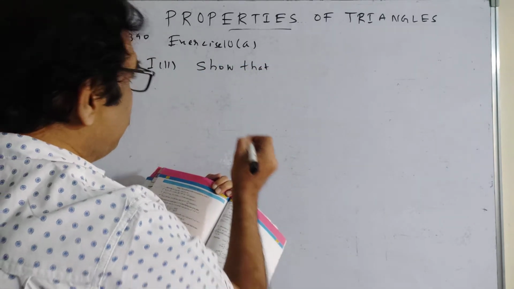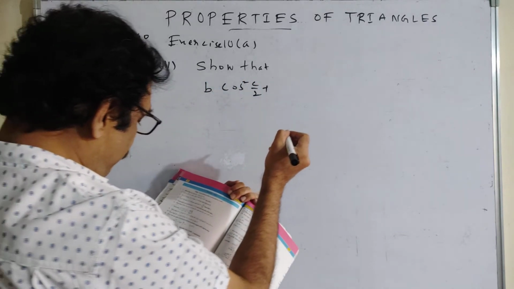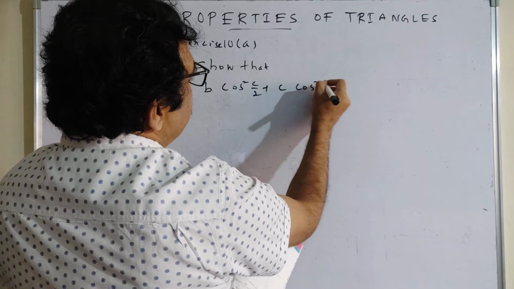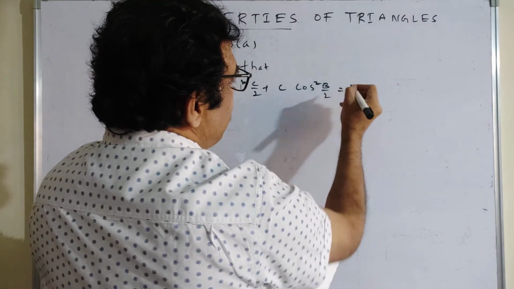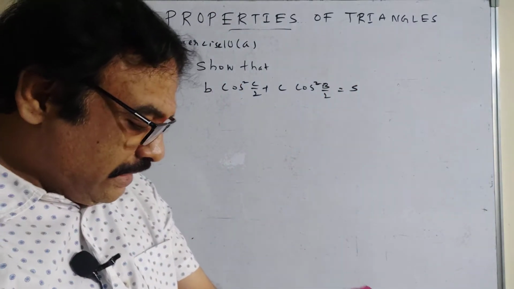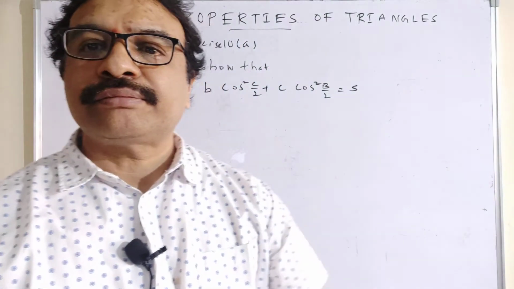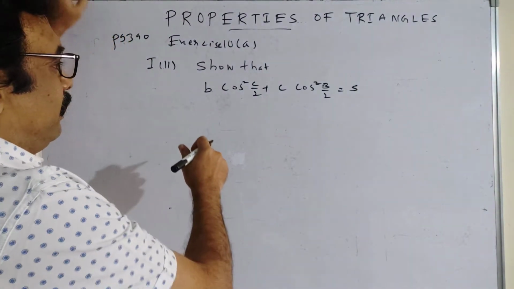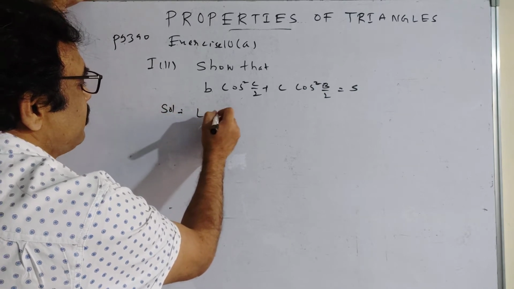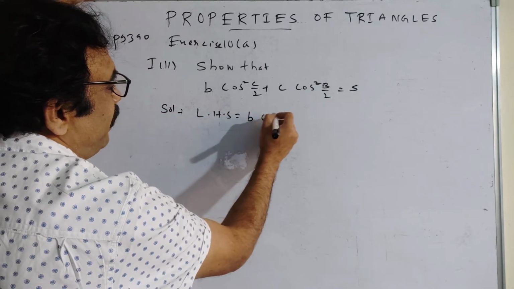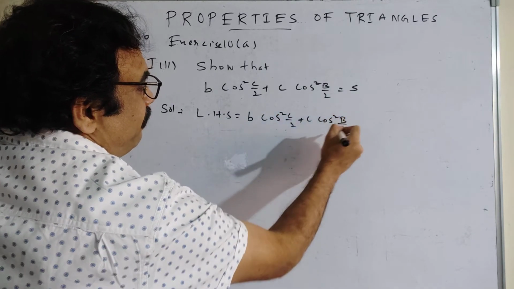Now what has he given? This is b into cos square C by 2, plus c into cos square B by 2, is equal to s, which you have to prove. Okay, fine, understood the logic. Now what I'll do is, next one, now I'll be taking LHS, and LHS is nothing but b into cos square C by 2 plus c into cos square B by 2.